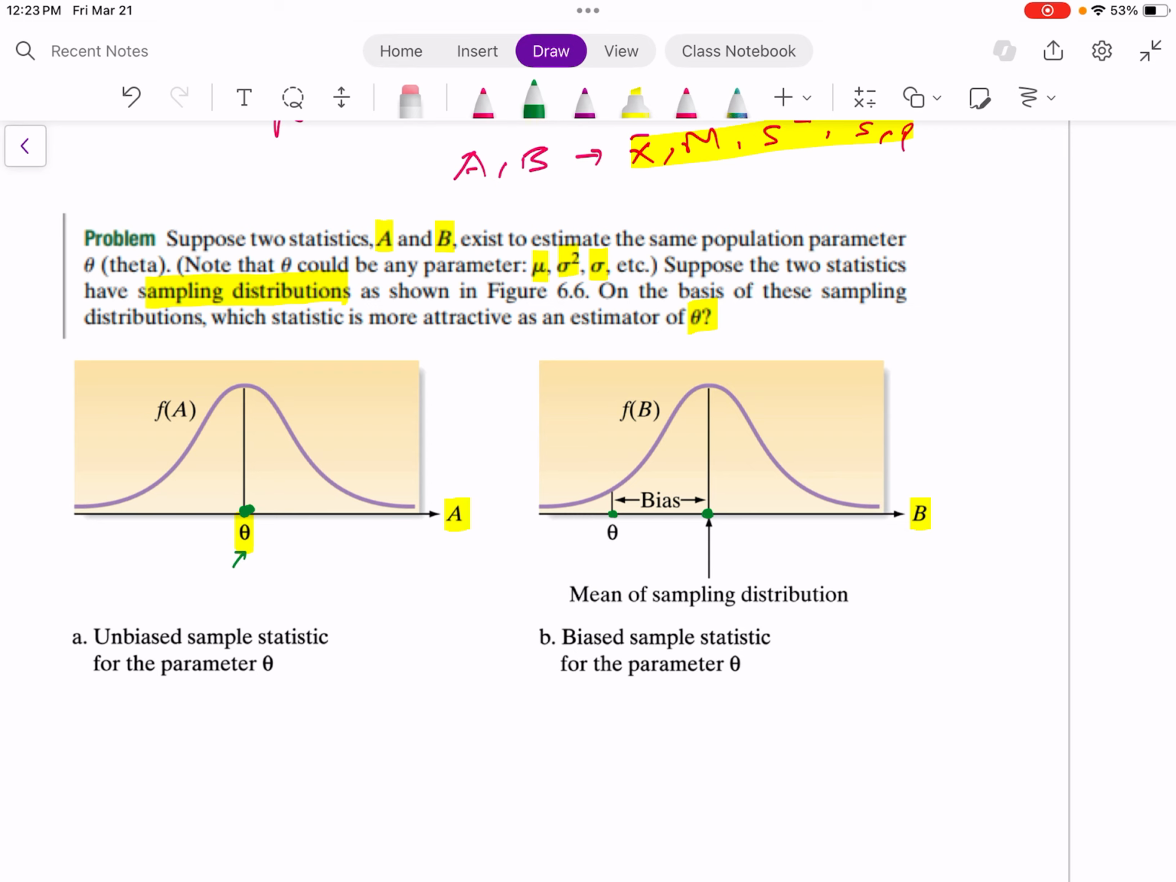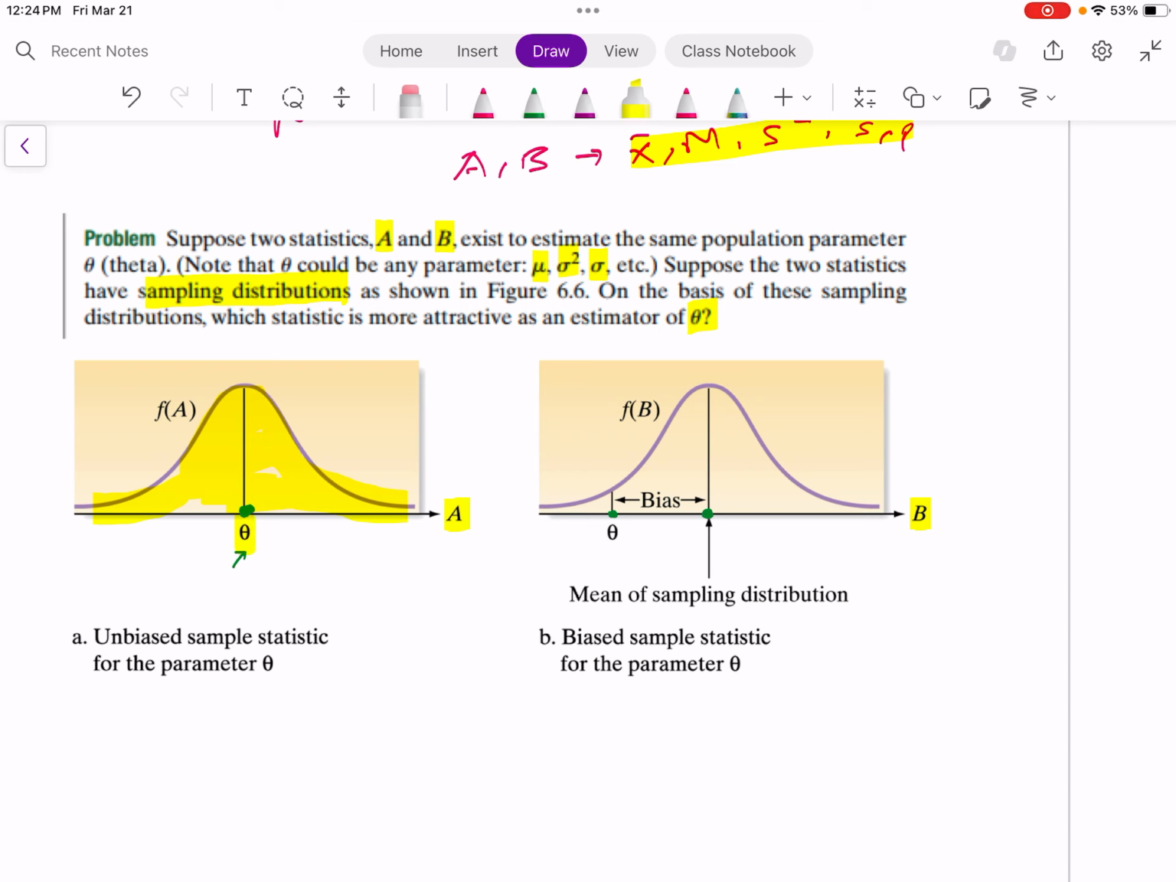For any sampling distribution to be a best estimator, we want the sampling distribution centered at the parameter. So this is our sampling distribution, and in the first case it is centered at our parameter theta.